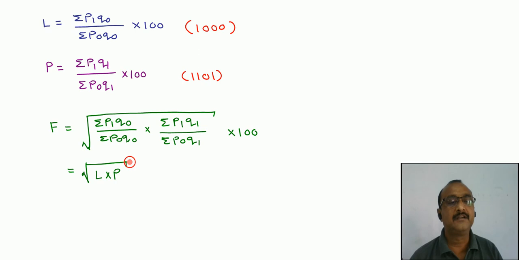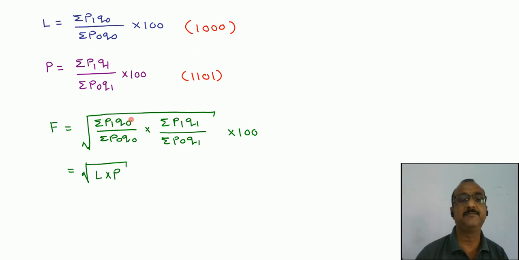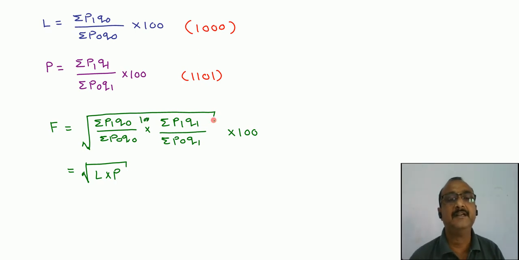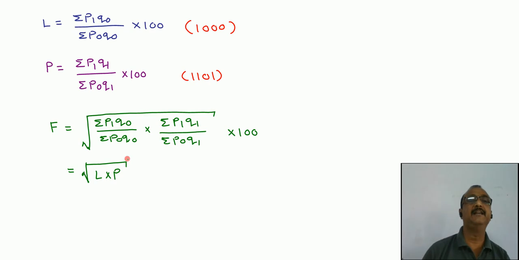That's all. The first formula is Laspeyres, which has 100, and the second formula, Paasche, also has 100. 100 into 100 under root gives 100 again. That's why we are writing L into P.